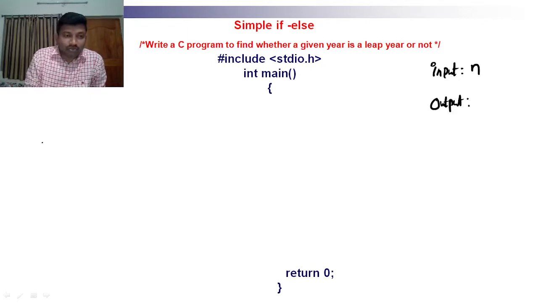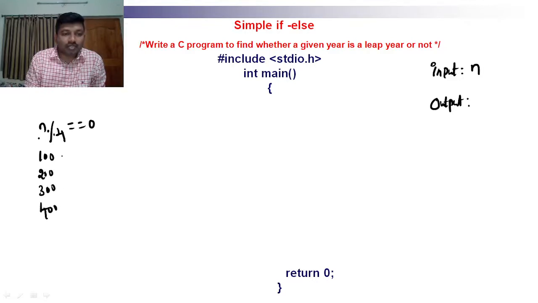In fact, many students will feel that if the year is divisible by 4, we say it is a leap year. So how do we check whether it is divisible or not? If the remainder is 0 when you divide it by 4, mostly we say it is a leap year. But in fact, not all the years which are divisible by 4 are leap years. 100 is not a leap year, 200 is not a leap year, 300 is not a leap year, 400, of course, is a leap year.